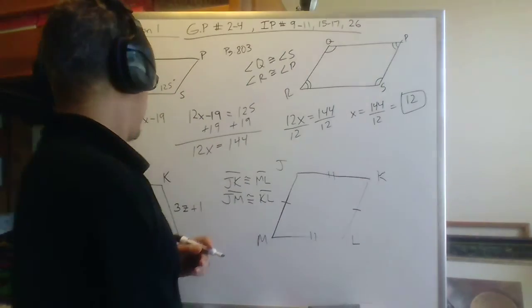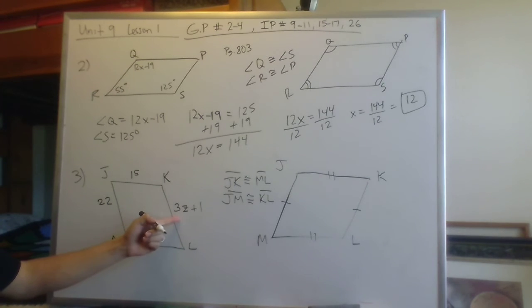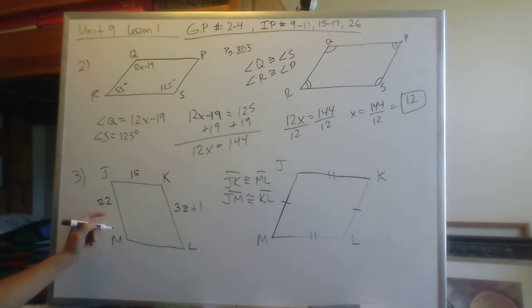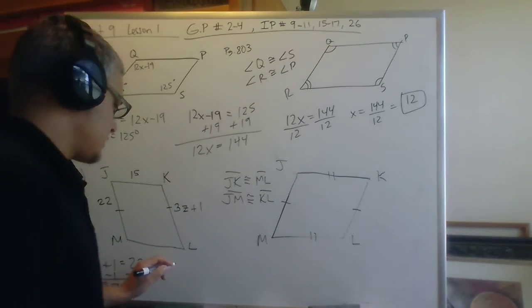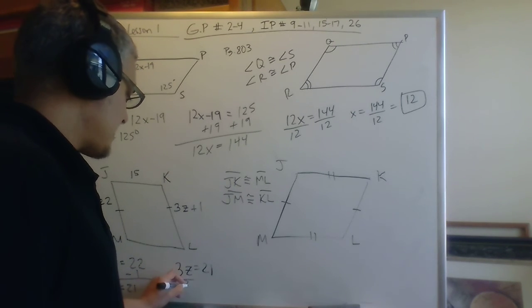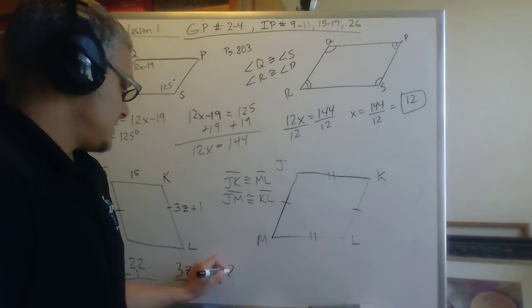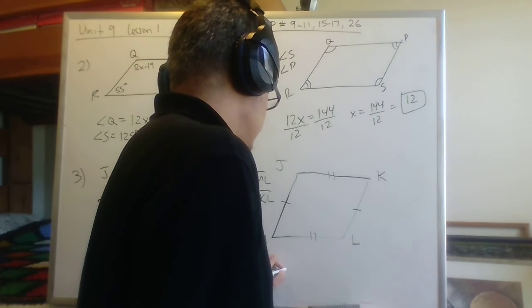So knowing that, we're trying to solve for the variable z right here. Now if we look, the opposite sides, these two sides, are congruent. So we're going to set 3z plus 1 equals 22. We're going to subtract 1 from both sides, and we get 3z equals 21. And finally, since we have 3z equals 21, we're going to divide both sides by 3. z is going to equal 21 divided by 3, which means z is equal to 7.